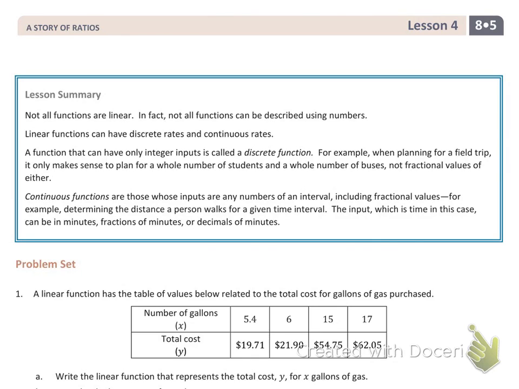A function that can have only integer inputs is called a discrete function. There's gaps in it. Okay, you can't have those fractions in between. And continuous functions are those whose inputs are any numbers over an interval, including fractional values. So there's no gaps between the inputs in a continuous function. And those are often time. Time is continuous. So, okay.